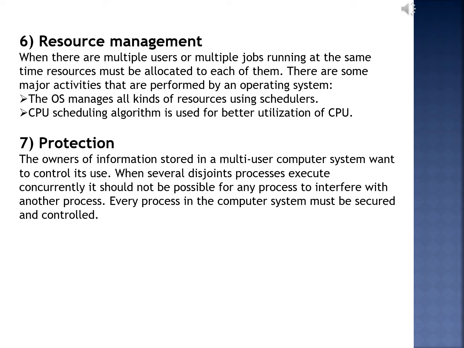The next one is protection. The owners of information stored in a multi-user computer system want to control its use. When several disjoint processes execute concurrently, it should not be possible for any process to interfere with another process. Every process in the computer system must be secured and controlled.